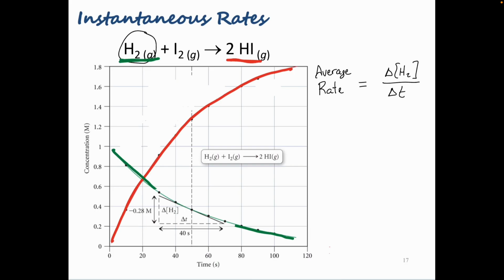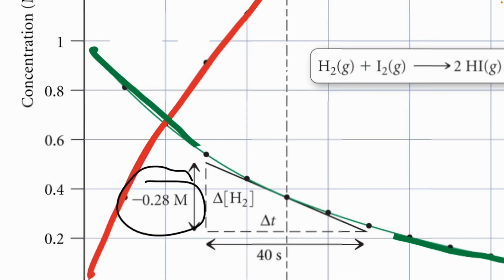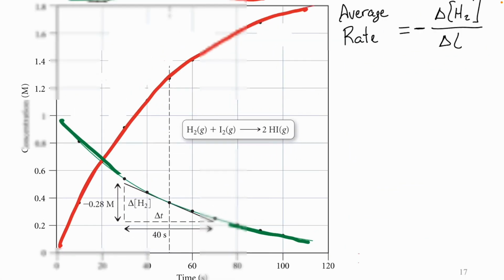But remember, we always report rates as positive values. Since my concentration of reactant is going down, what am I going to have to do to this value? Just multiply it by a negative 1, right? Just to flip it to be a positive value. Because when I calculate that change in y, I get a negative value, but again, we're going to report rates as positive numbers. So that we could do just with graph paper and measuring the distance between these points.